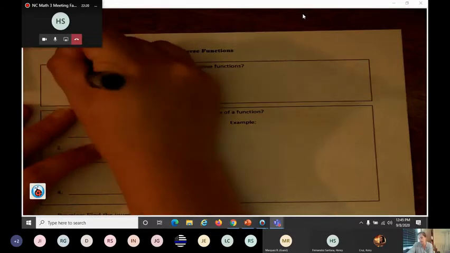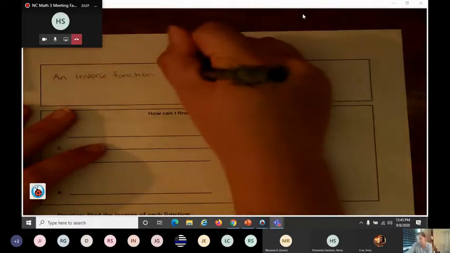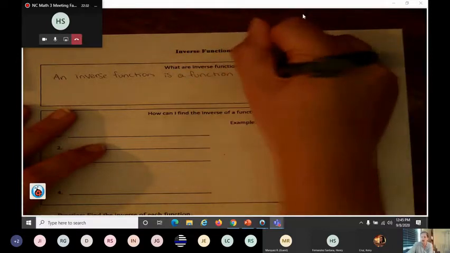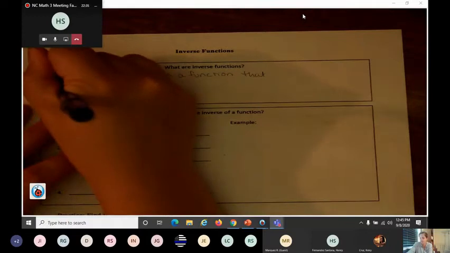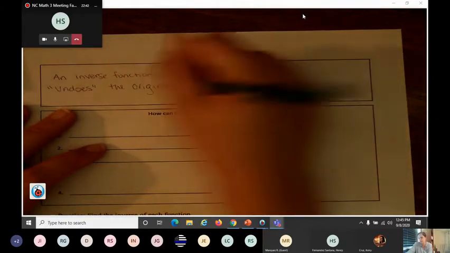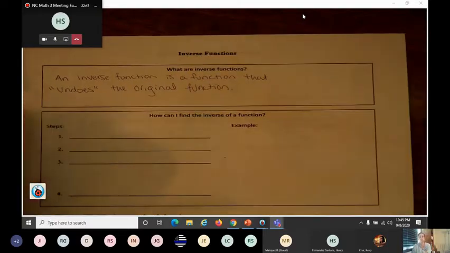An inverse function is a function that undoes the original function. Whatever the original function does, the inverse function is going to go in and undo it. It's going to take it back to the original.